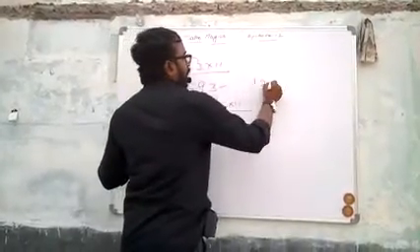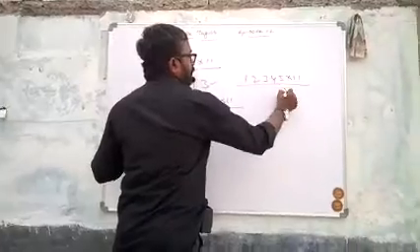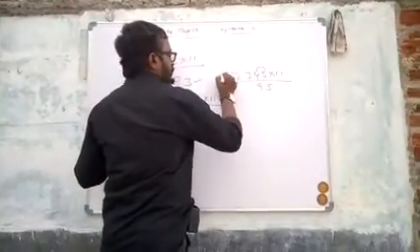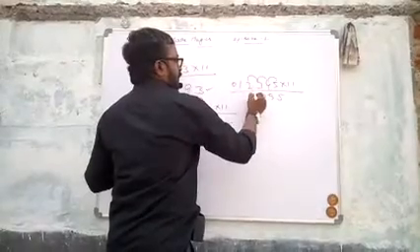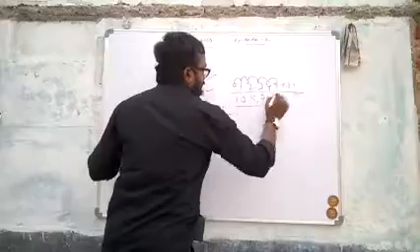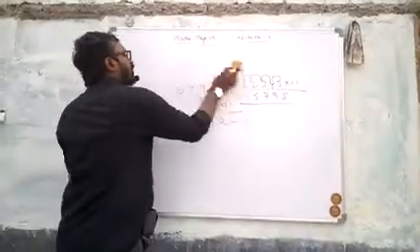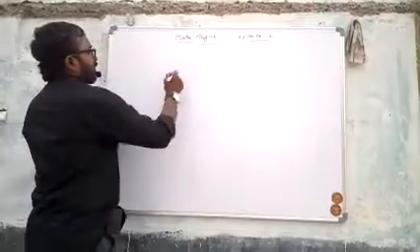Like that, 12345 into 11. Write 5, 5 plus 4 is 9, you can use 0 here. And 4 plus 3 is 7, 2 plus 3 is 5, 2 plus 1 is 3, 0 plus 1 is 1. That's all, the answer. Like that, we are able to solve any type of these products.